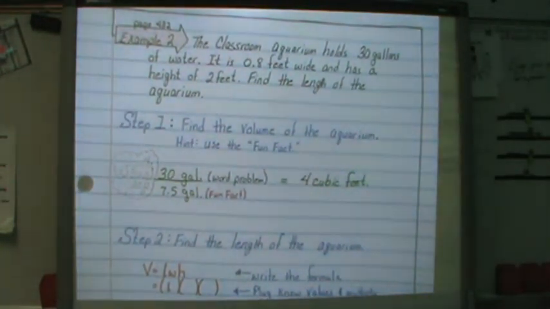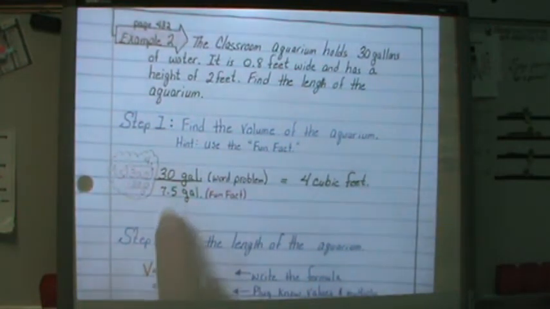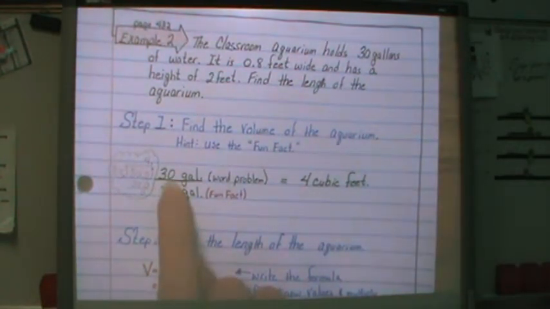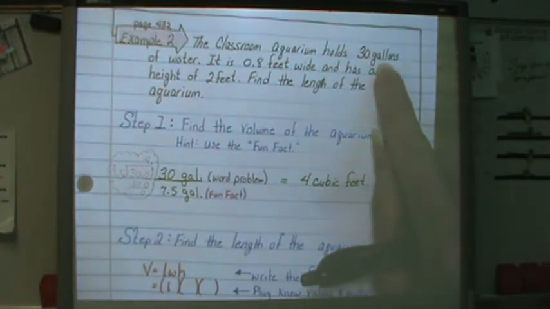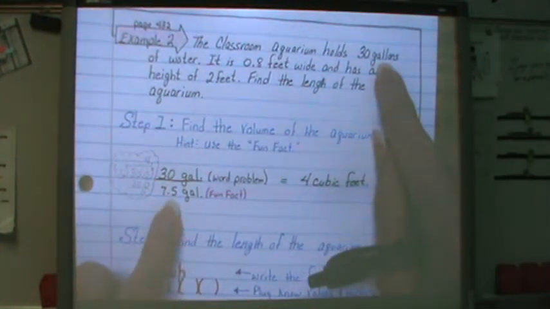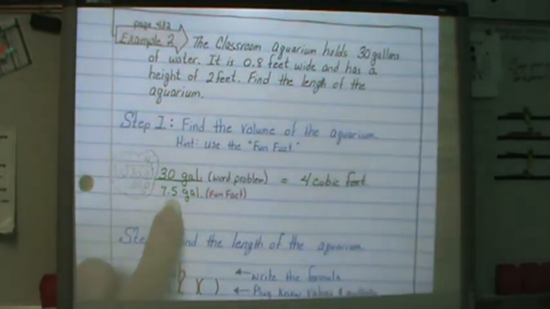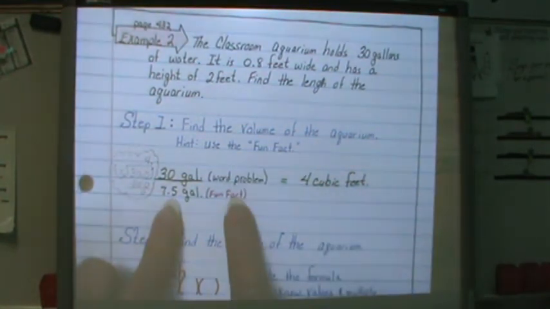The classroom aquarium holds 30 gallons of water. It is 8/10 feet wide and has a height of 2 feet. Find the length of the aquarium. Step 1, you're going to find the volume of the aquarium first. This is where you have to use the fun fact. You're going to take the 30 gallons where it tells you in the word problem up here, and you're going to divide it by the 7.5 gallons that it tells you in the fun fact. So I just notated down where I got that information from.